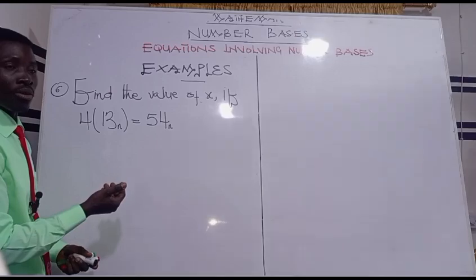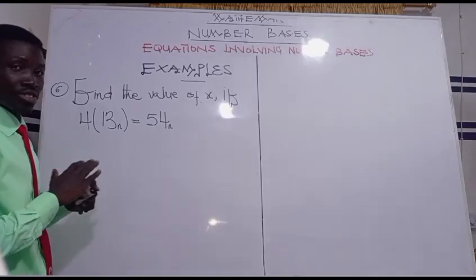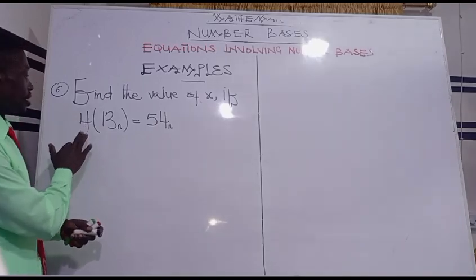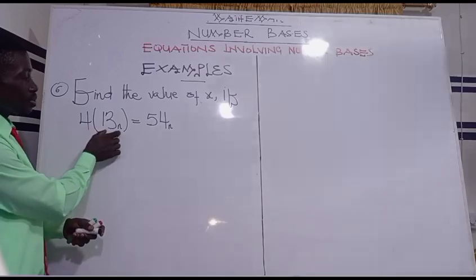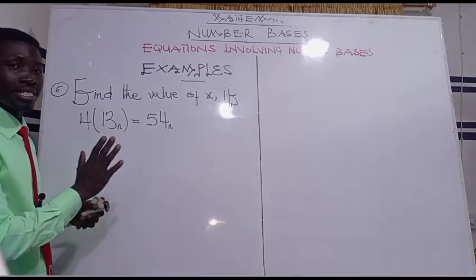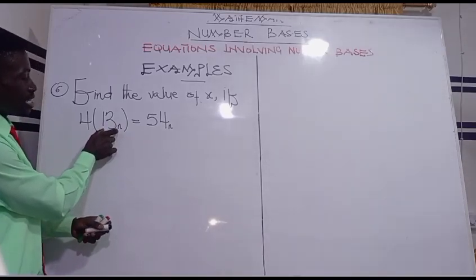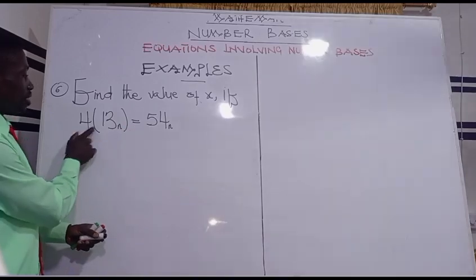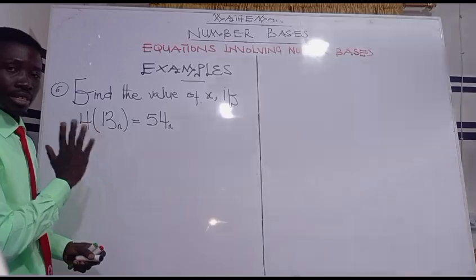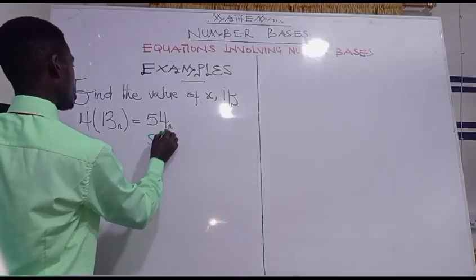So as I said earlier on, when the number or the numeral is written without any base assigned to it, we assume that that number is in base 10. So this is in base 10 and we don't know the base to which this has been written. So please don't multiply. First convert this to a base 10 number, and then after that you multiply what you get by the 4. That is how it is done. Is that clear? Good. So let's solve it together.